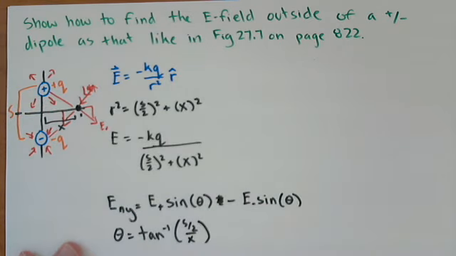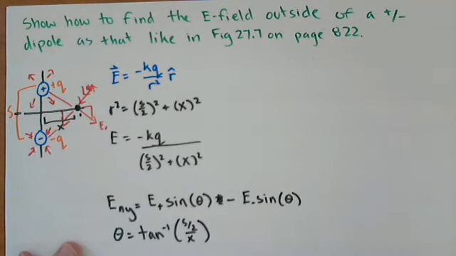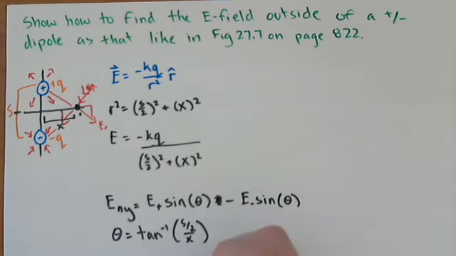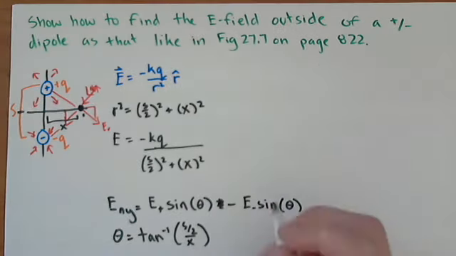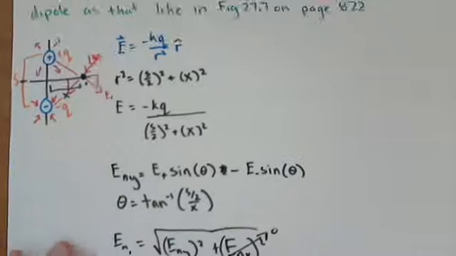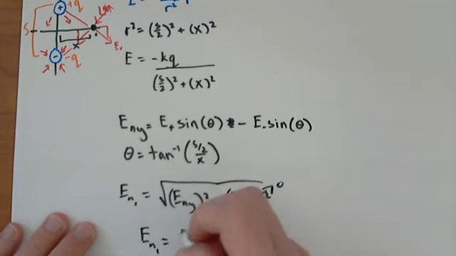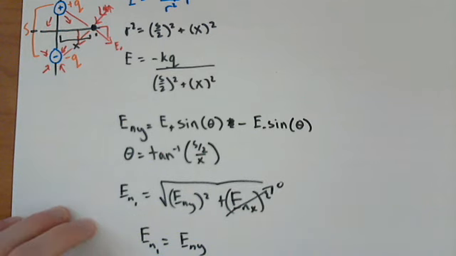Now all we have to do is plug theta into the equation, and we'll get E net y. Then to find E net at point 1, all you have to do is use the equation the square root of E net y squared plus E net x squared. But remember, we established that E net x goes to 0. So E net at the point is equal to E net y. And that's it.